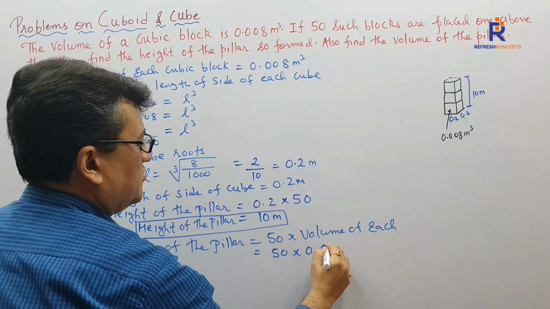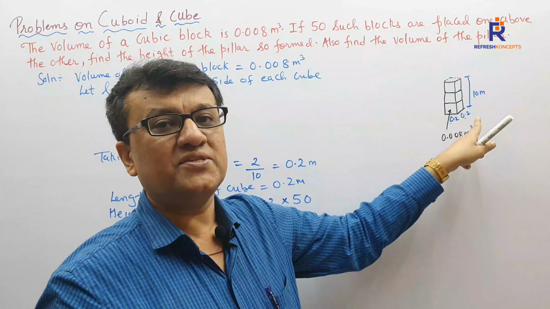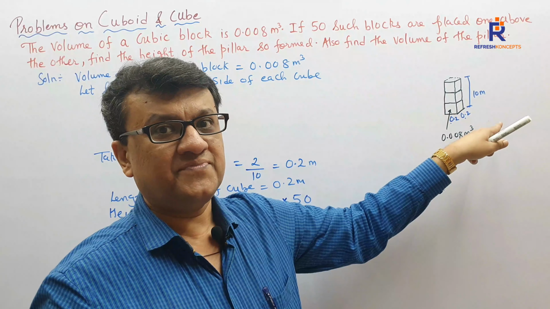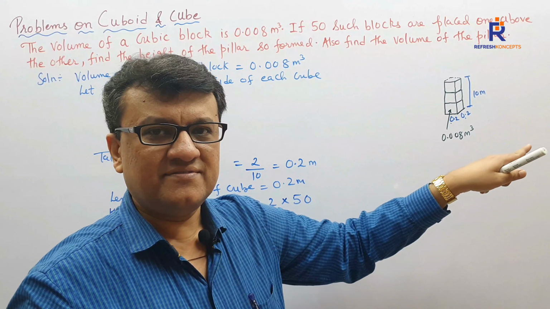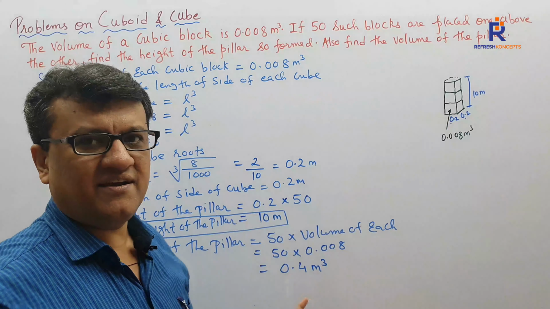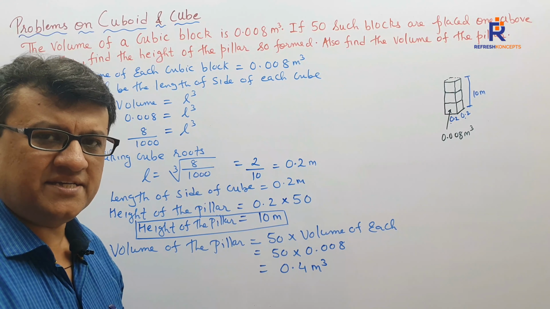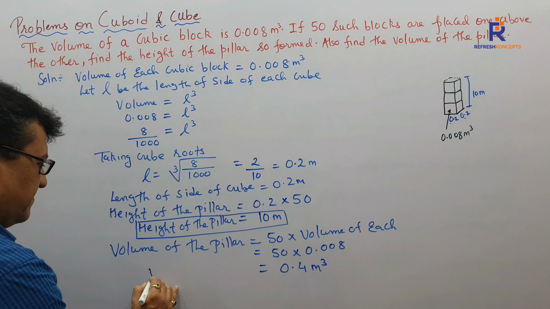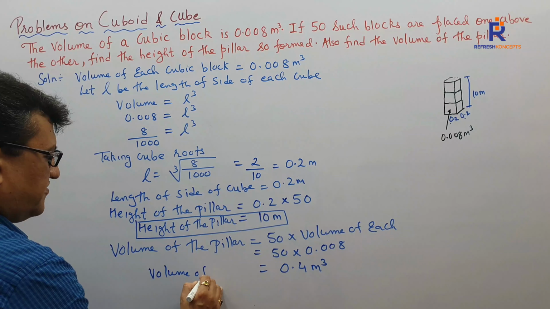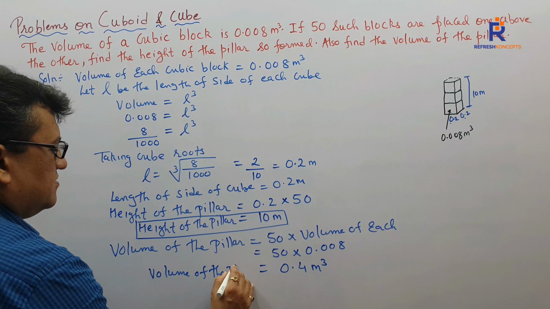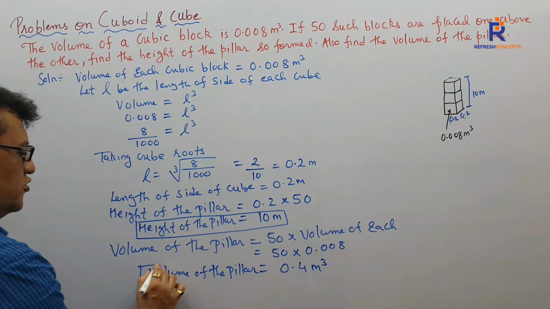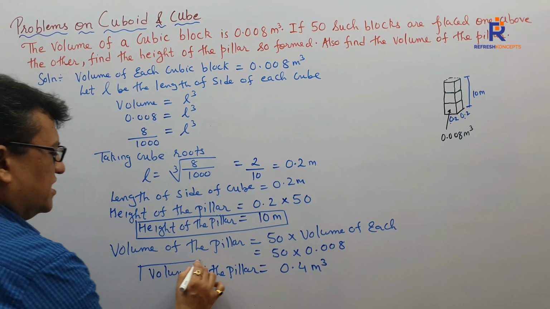As simple as that. There are many who worked it out this way, but some students were trying to work out 0.2 into 0.2 into 10. Children, again you are going to get the same answer. 0.2 into 0.2 is 0.04, into 10, 0.4. But why go this way? We can simply write down the volume of the pillar. There are those who went with that direction, but I feel this is what the direction should be. This is very simple.